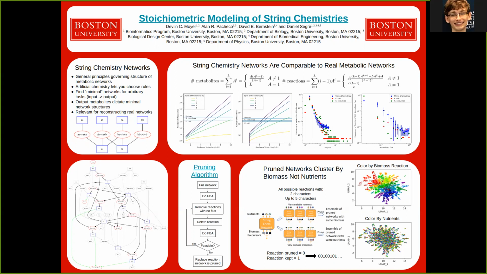So one way we decided to look at that was to look at the degree distributions of the metabolites in these string chemistry networks. And if you compare the degree distribution of the string chemistry networks to the degree distributions in E. coli and yeast, you see that they have the same general shape in this third plot here in the top right panel. So that's interesting. It suggests that at some abstract level, our string chemistry networks are structured in ways reminiscent of real metabolic networks.